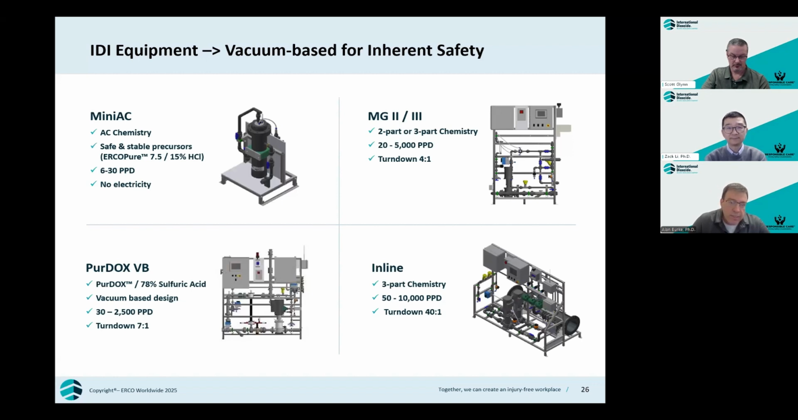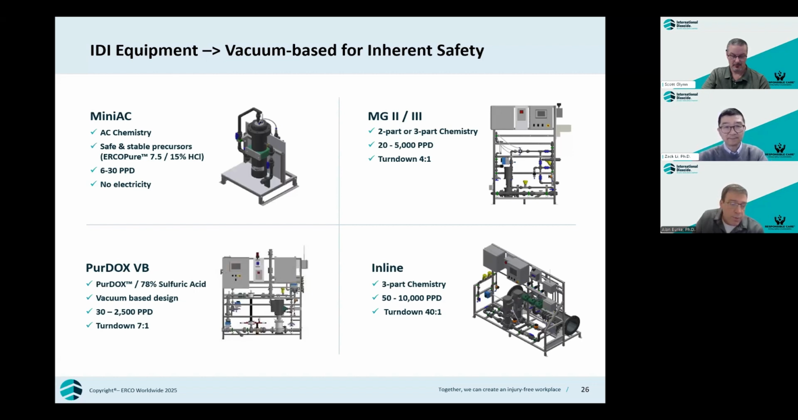Moving down to the inline system, this is more for industrial applications, but really raises the turn down ratio capability as this is treating the main water supply. The main water header runs through the skid here. So you're really diluting into the full water header application flow in this system. And so the 3-part chemistry can be scaled up higher and safely treat at a higher production capacity.